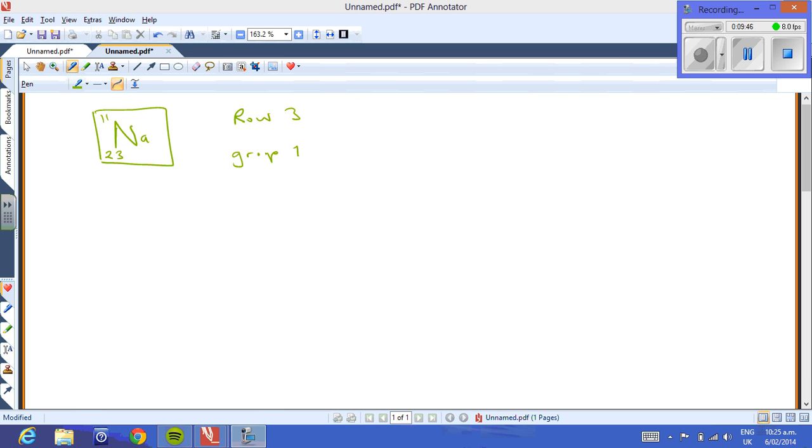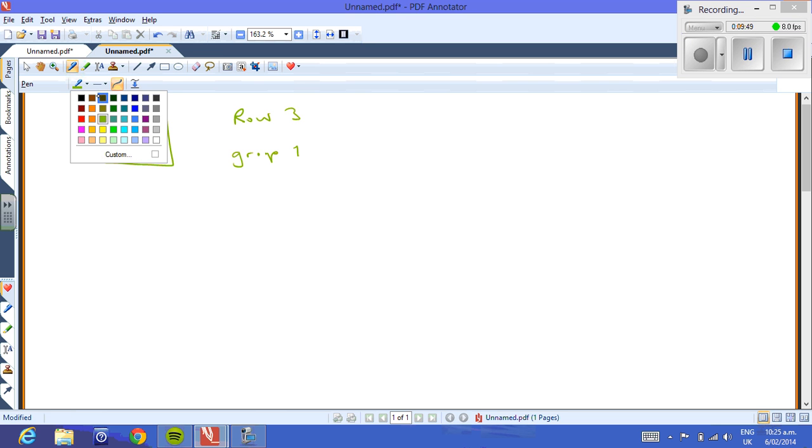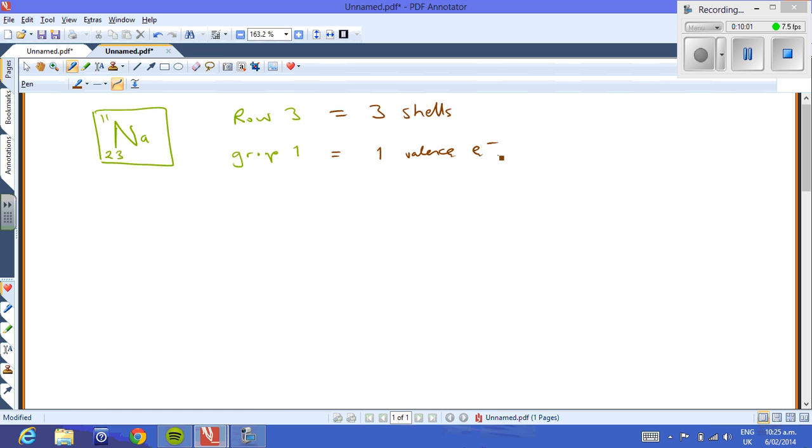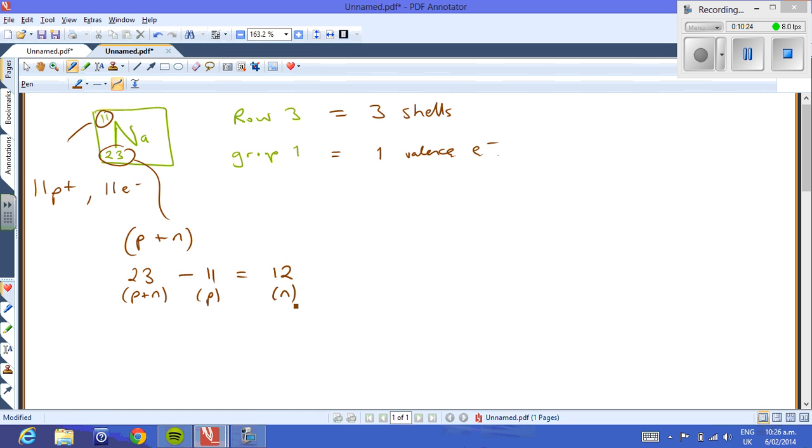So just to translate the information that we have again, we're in row 3, which tells us we have 3 shells around the nucleus, so 3 circles. We're in group 1, which tells us we have 1 valence or outer shell electron. It has atomic number 11, which tells us we have 11 protons and 11 electrons. And then the mass number, which is made up of the protons plus neutrons, will tell us that if we take 23, which is p plus n, and subtract 11 from it, which is for the protons, we get the number of neutrons, which is 12. So we have enough information now to draw the atomic structure diagram.